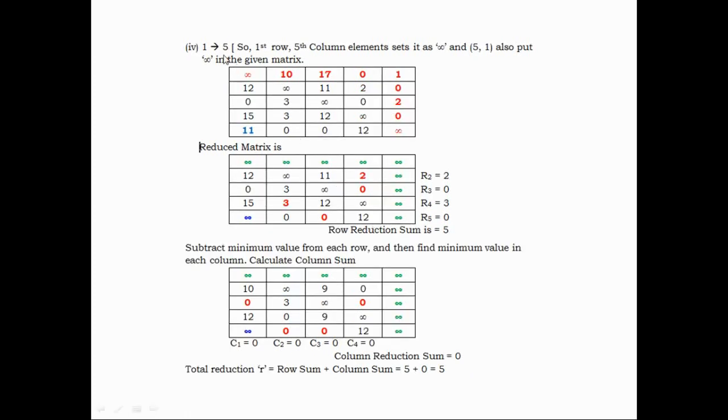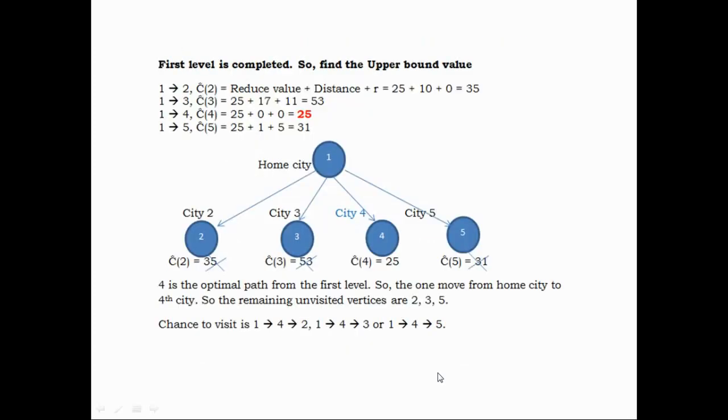In the same fashion, for 1 to 5, the first row and the fifth column, and 5, 1 elements are infinity. Now row reduction sum is 5, because in the second row 2 is the minimum element, and in the fourth row 3 is the minimum element. Subtract those minimum elements from their respective rows. Calculate the minimum element from all the columns. Here they are zeros only. The column reduction sum is 0. Total reduction R value equals 5.